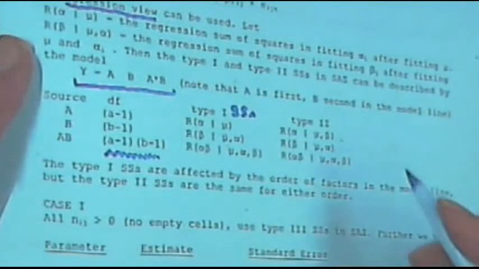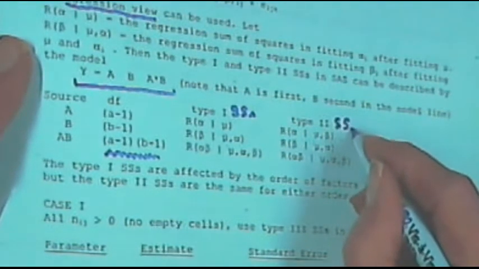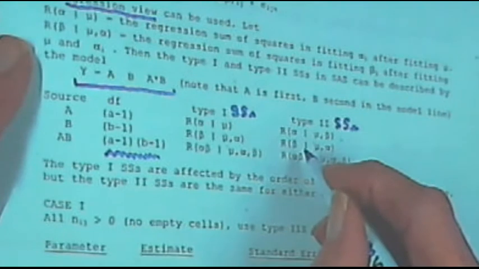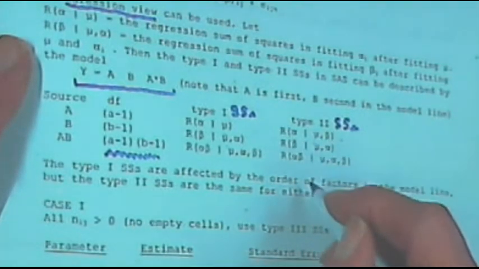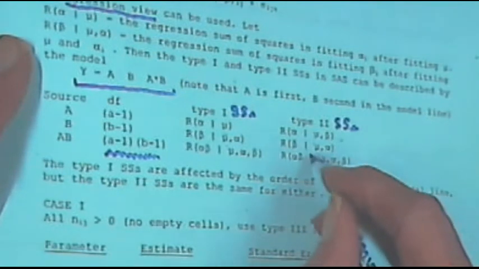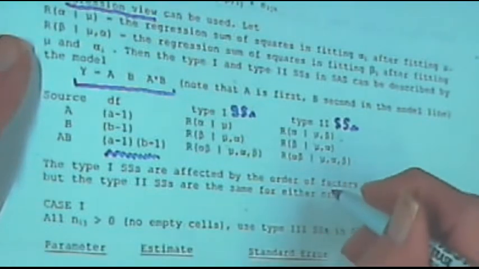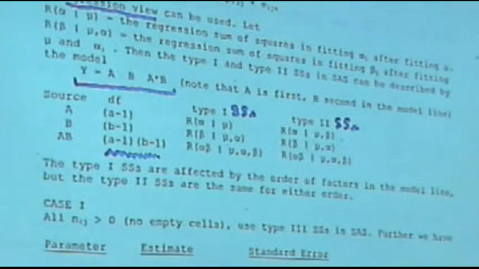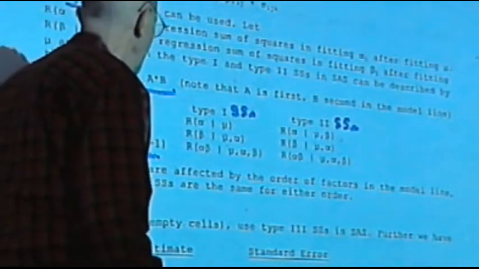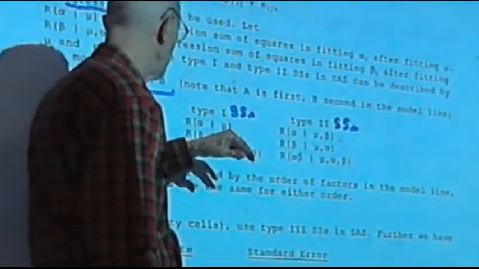The type 2 sums of squares, over here in this column, are a bit different. For A, R of alpha given mu and beta. For B, R of beta given mu and alpha. And for interaction, the same as before. And so we have this. And the main thing to notice here is that there's a difference here versus there.